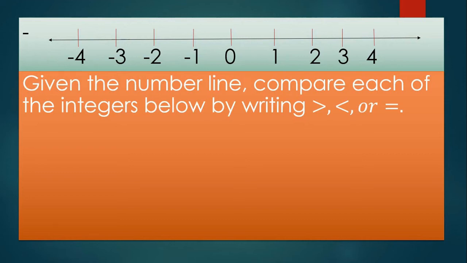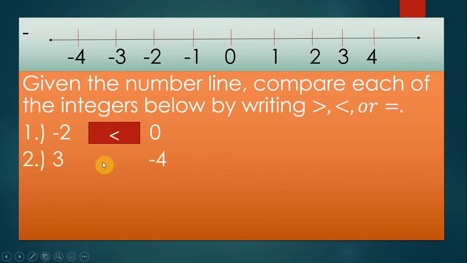So let's try to answer the following. Given the number line, compare each of the integers below by writing greater than, less than, or equal. So which is greater, negative 2 or 0? The answer is 0. Now look at 0 and look at negative 2. So 0 is on the right side of negative 2. So therefore 0 is greater than negative 2. Therefore the answer is less than.